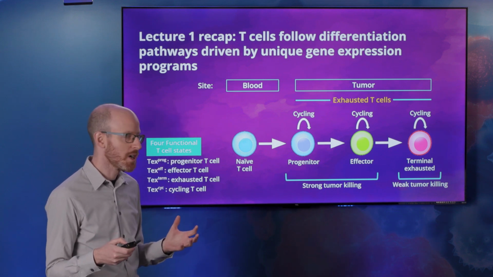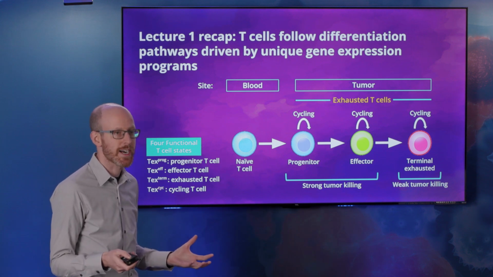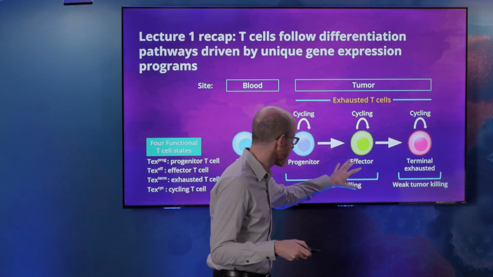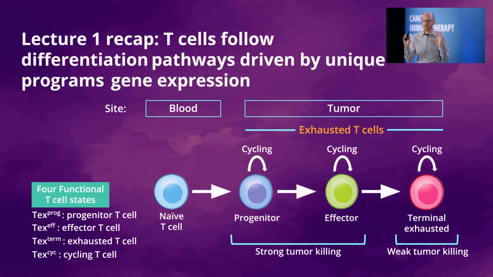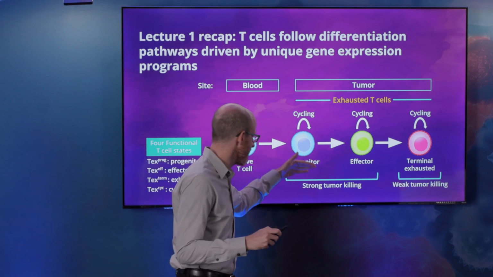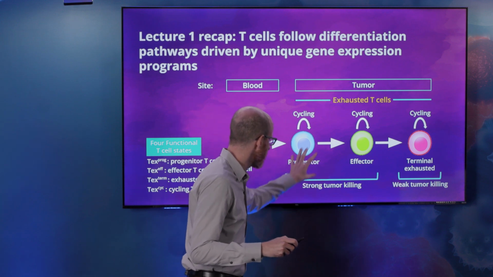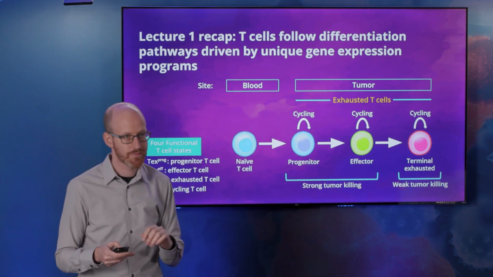So the first lecture, we learned that T cells become exhausted in the cancer environment, and they transition from progenitor T cell states to effector T cell states, and finally terminally exhausted T cell states. These transitions are driven by the gene expression programs in the T cells, and the T cell states are marked by different abilities to kill tumor cells, with the effector T cells and the progenitor T cells being much better at killing tumor cells or cancer cells than the terminally exhausted T cells. So that's a recap of what we've already learned in the first lecture.